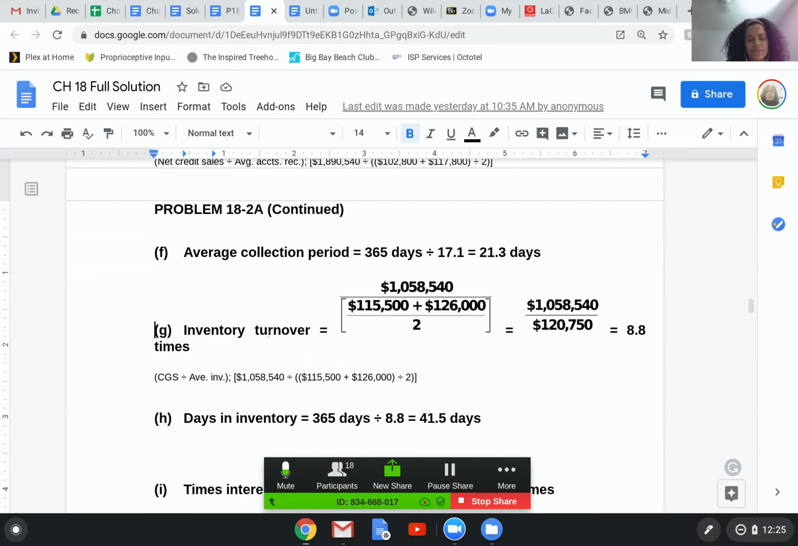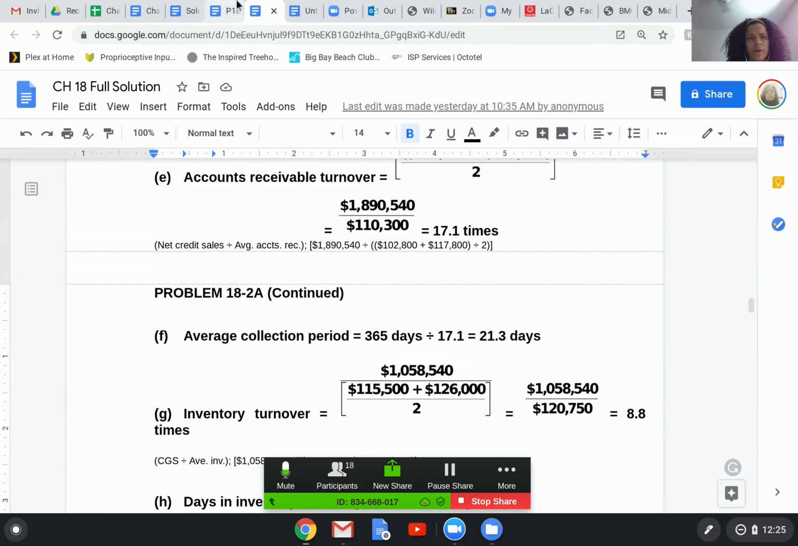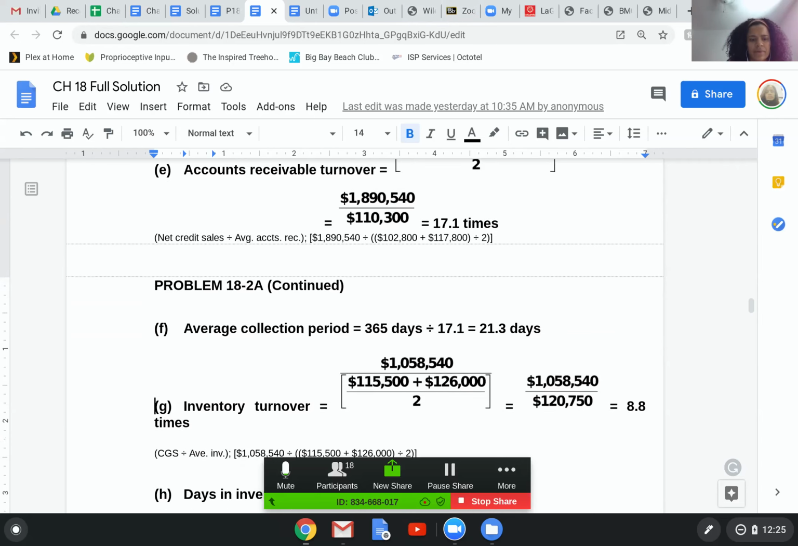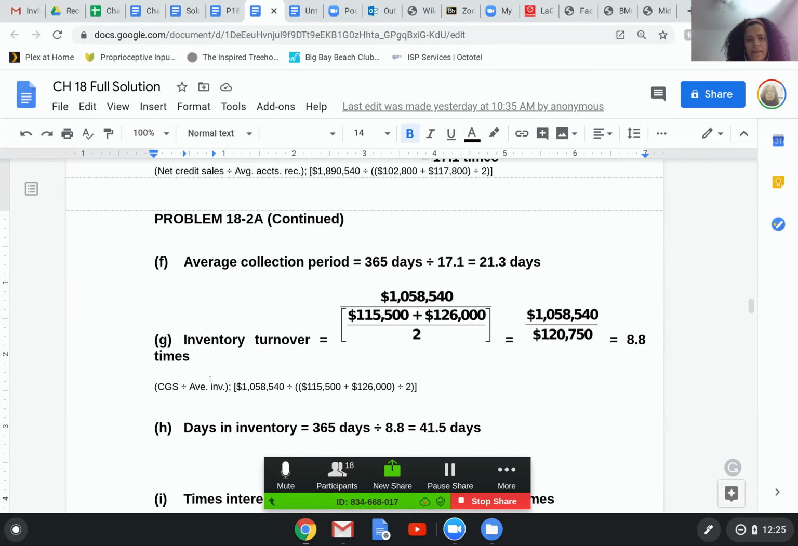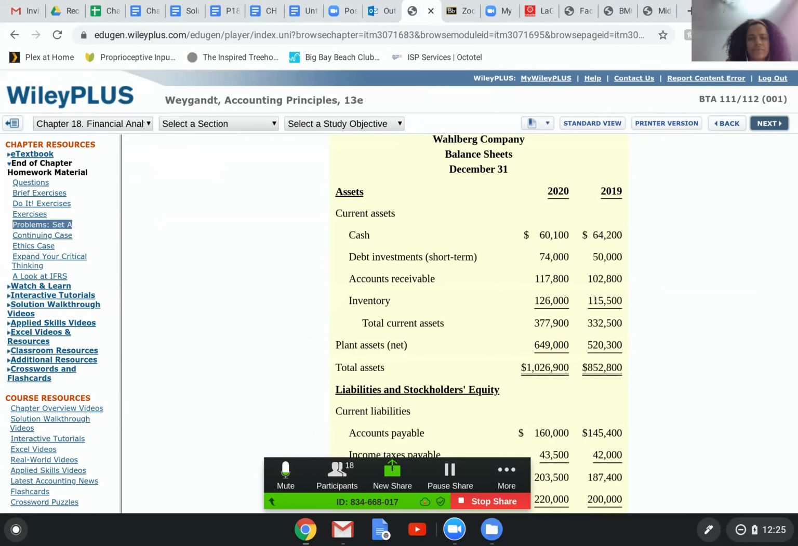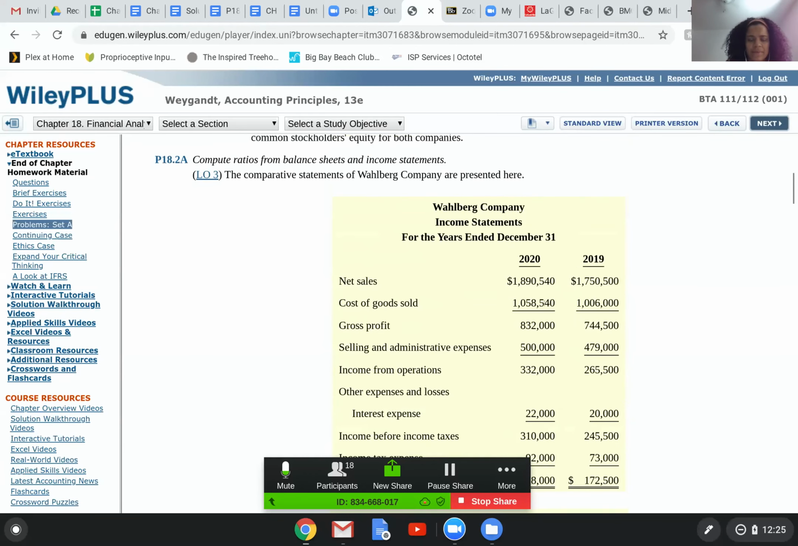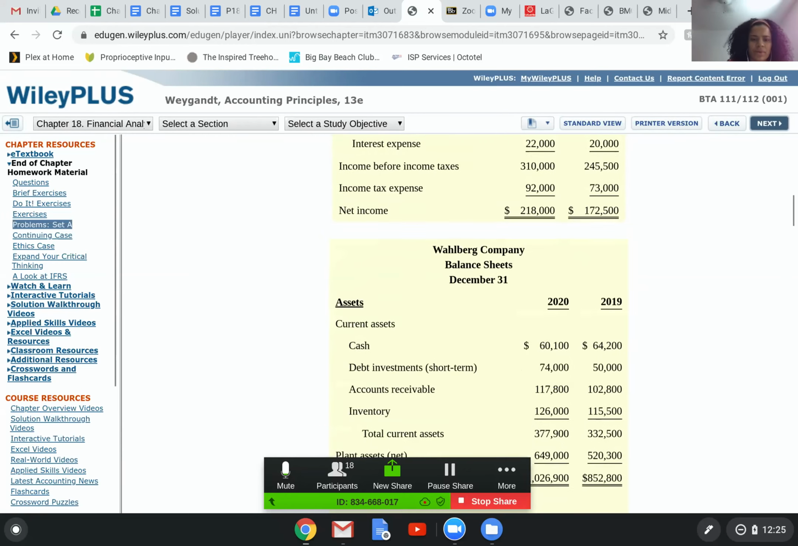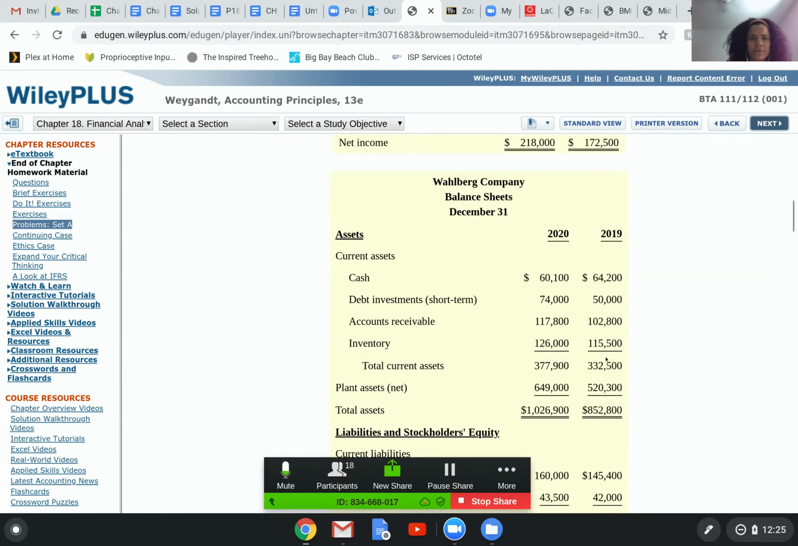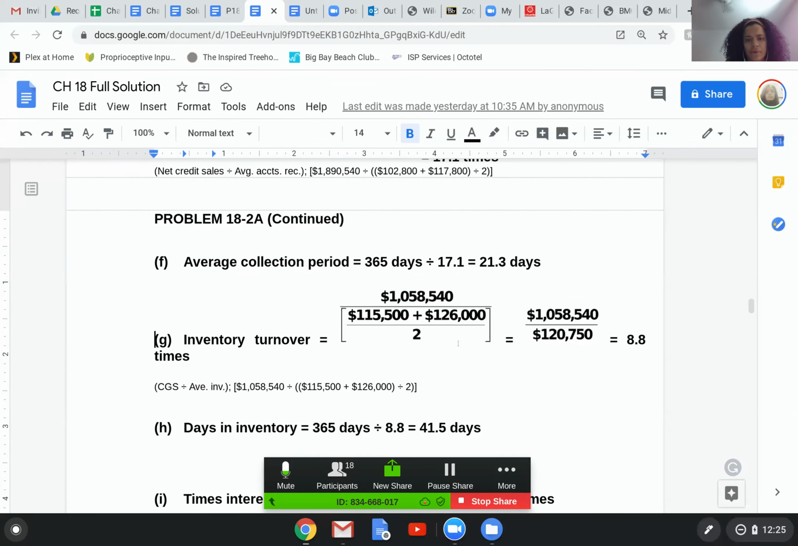So the next thing is inventory turnover. So how does that go? Remember, it's cost of goods sold divided by the average inventory. To find cost of goods sold, you have to go back up to the income statement. There's the cost of goods sold. Your average inventory is these two numbers together divided by 2. The average comes out to 120,750. Cost of goods sold is 105,854. So it's 8.8 times, right? That's how many times over in the period they sold their average inventory.